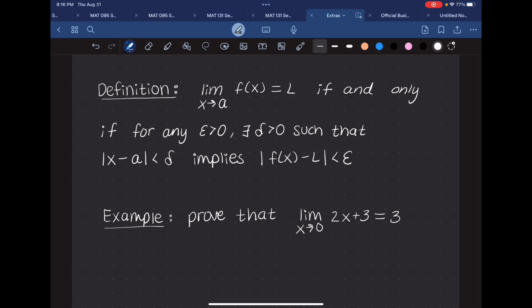So we have that the limit as x approaches a of f of x is equal to L if and only if for any epsilon positive there exists a delta positive such that if you pull x and a close enough together, meaning if the absolute value of x minus a is less than delta, then we get that the distance between f of x and L is going to be less than epsilon, or the absolute value of f of x minus L is less than epsilon.